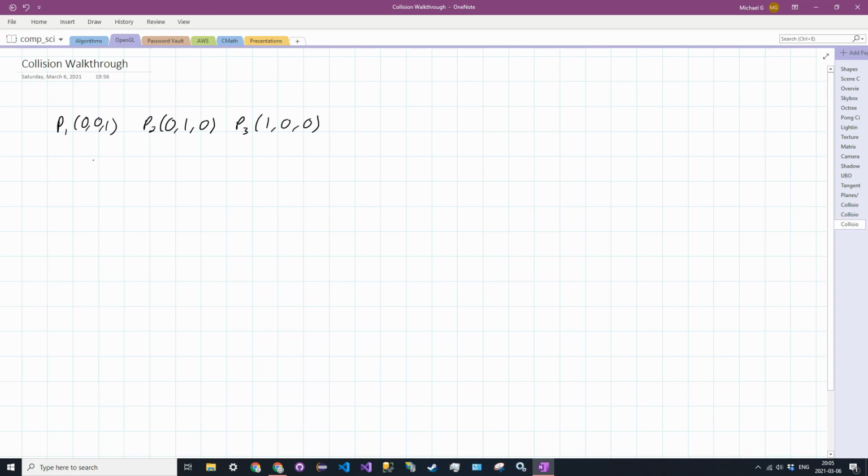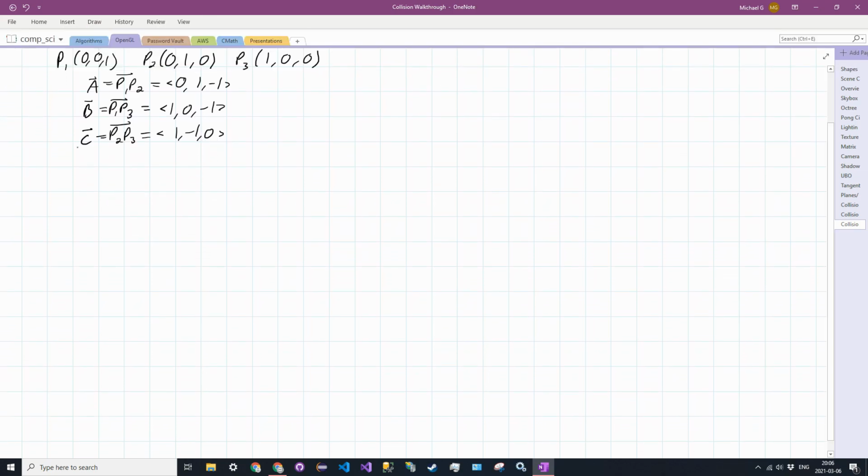Now we have our vector A, which is equal to P1 to P2, the vector from P1 to P2. This is going to be equal to 0, 1, negative 1. Then we have our vector B, the vector from P1 to P3, which is equal to 1, 0, negative 1. I'm just subtracting the values of P1 from P3. And then C is equal to P2 to P3, which is going to be equal to 1, negative 1, 0.